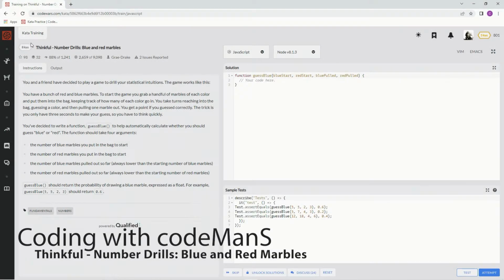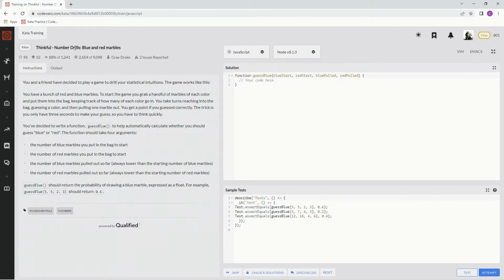All right. Now we're doing 8Q Thinkful number drills, blue and red marbles. This is by Gray Drake. 88% of people like it. We've decided to play a game to drill our statistical intuitions. The game works like this.